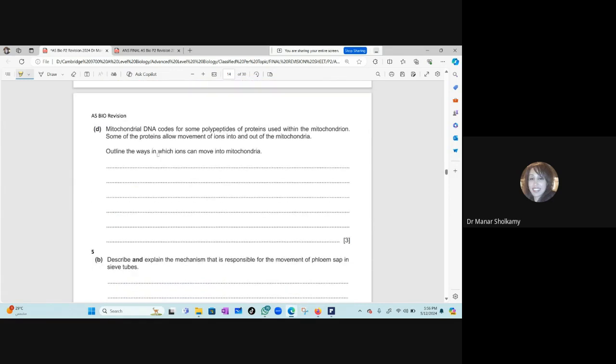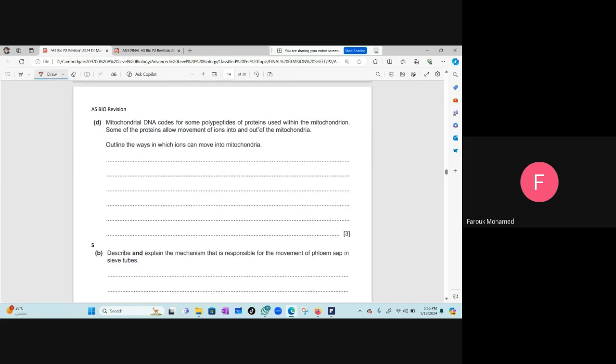Outline the ways in which ions can move into a mitochondrion. This is a very easy question because I wanted to revise all the methods of movement of ions across the cell membrane. How can ions move into any organelle? They can move by active transport against the concentration gradient, using energy, by carrier proteins. They can move by facilitated diffusion through channel proteins. Correct. They can move through co-transporter proteins.